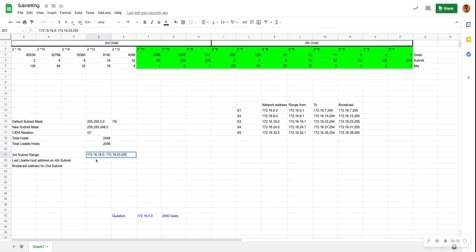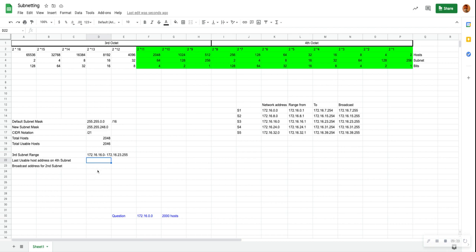Now, if it said the usable host range, we need to obviously ignore the network address and ignore the broadcast address. So it'd just be simply this range here. So be careful with the terminology that comes in the question, because they do try and trip you up, these Cisco characters, by excluding the word usable and including the word usable.